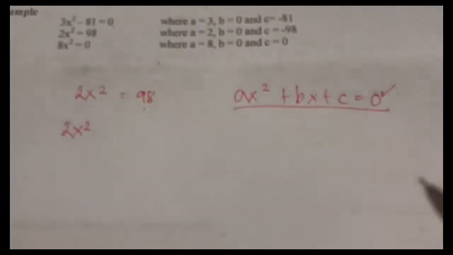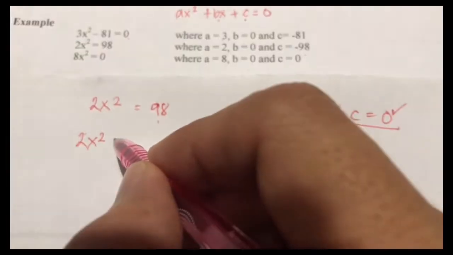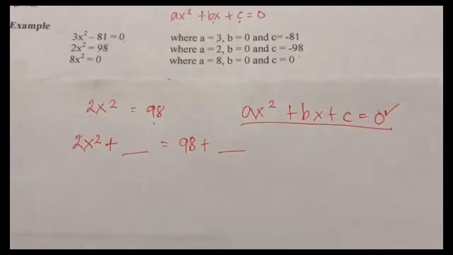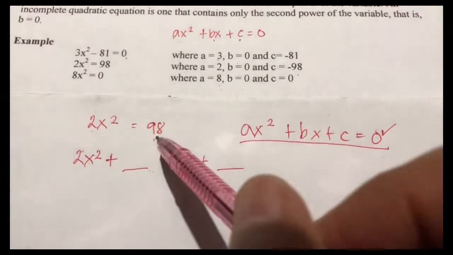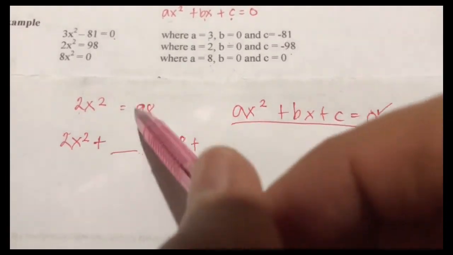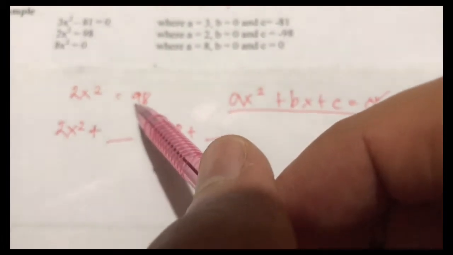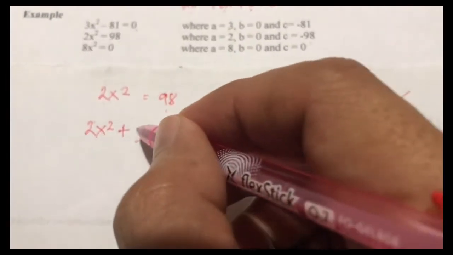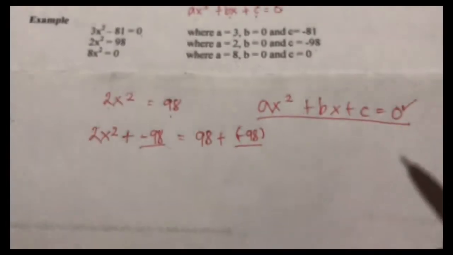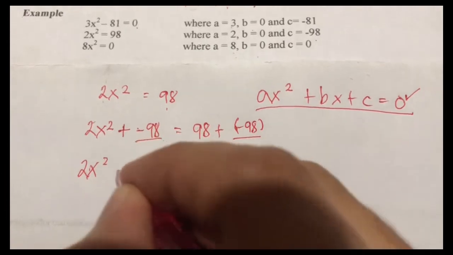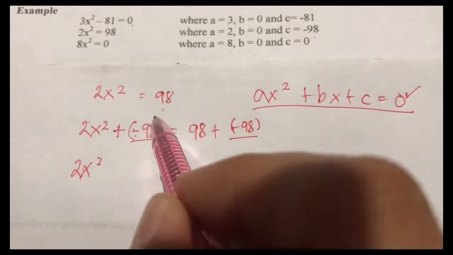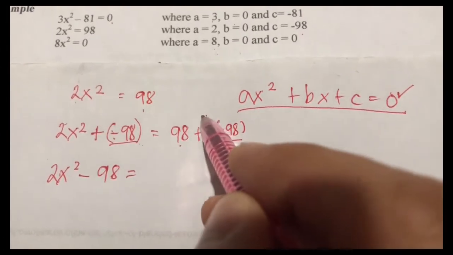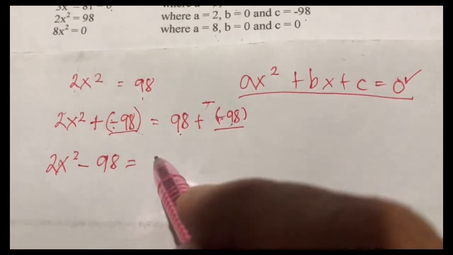We are going to apply addition property of equality. Magpa-plus ako dito. Blank is equal to 98 plus blank. Naintindihan? Anong kailangan natin tanggalin dito? Gawin natin itong 0. So, paano natin gagawin 0 ito? This is positive. So, kailangan natin magdagdag ng negative. So, magdadagdag tayo ng negative 98. Negative 98 din dito. Simplify. 2x squared positive times negative magiging negative 98. This is positive times negative magiging negative 98. 98 minus 98 magiging 0 yan.